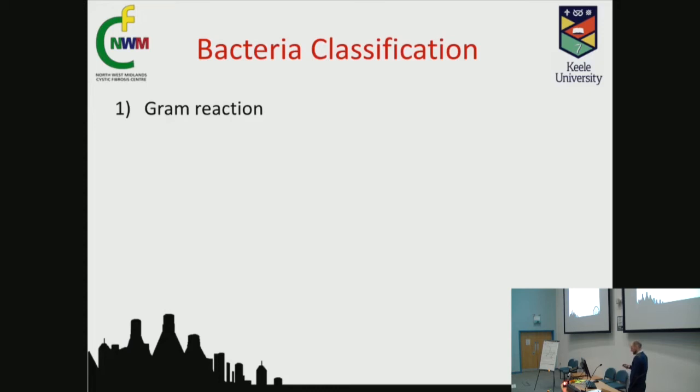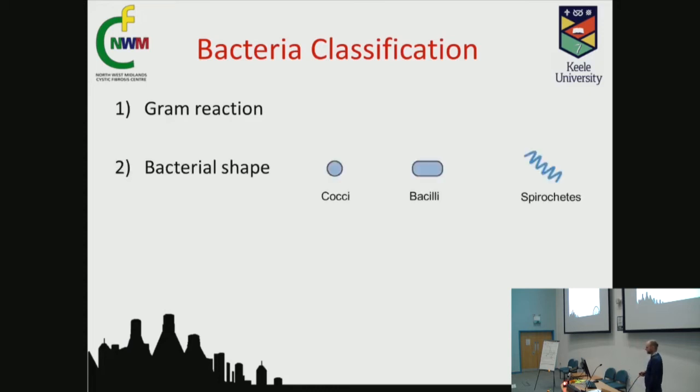So that's the first stage of bacterial classification. The second thing we need to think about in classifying bacteria is what shape they are. Okay, so we're not talking rocket science here, and there's only three options. They either look like blobs, i.e. cocci, they look like rods, so the bacilli, or the wiggly line, the spirochetes. Okay, so again, not rocket science.